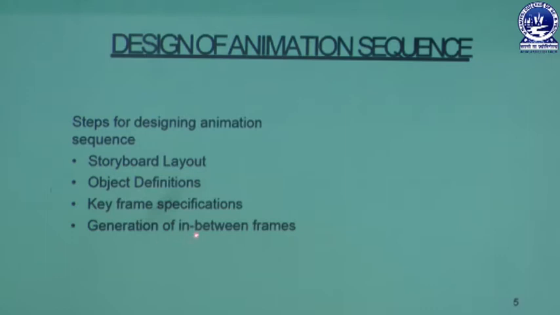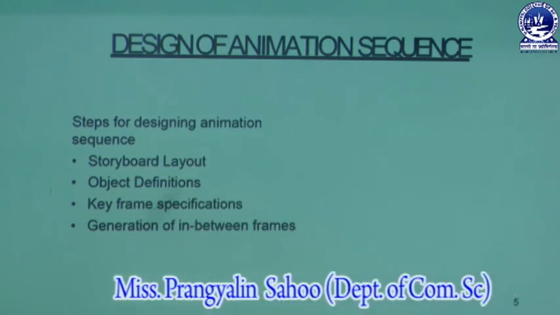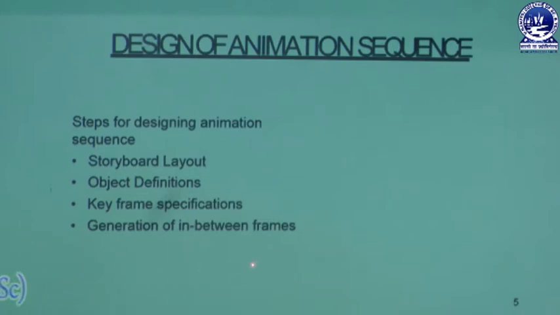And the last one is the generation of in-between frames, which define all the intermediate frames between keyframes. The number of in-between frames needed is determined by the media used to display the animation. In general, filming requires 24 frames per second, and graphic sequences are refreshed at the rate of 30 to 60 frames per second. Typically, time intervals for motion are set up so that there are from 3 to 5 in-between frames for each pair of keyframes.